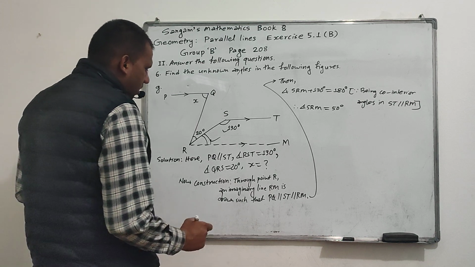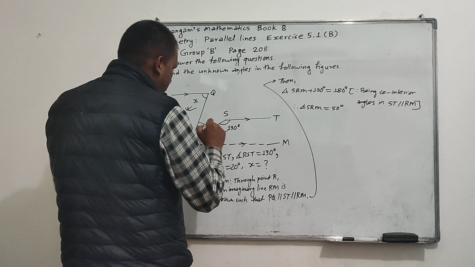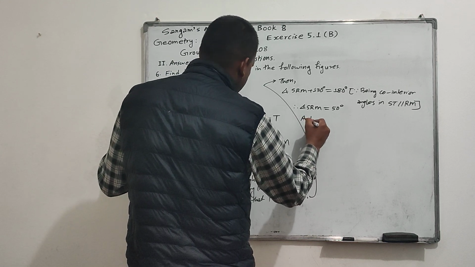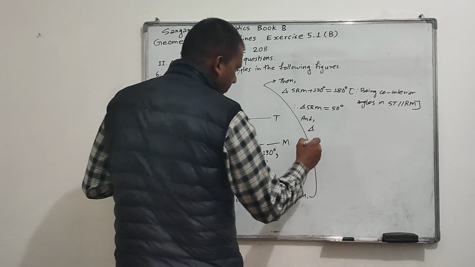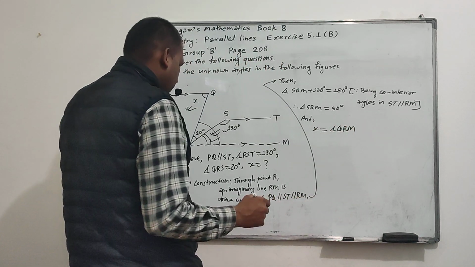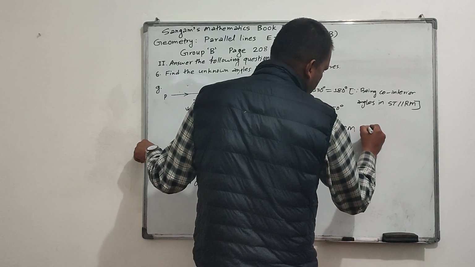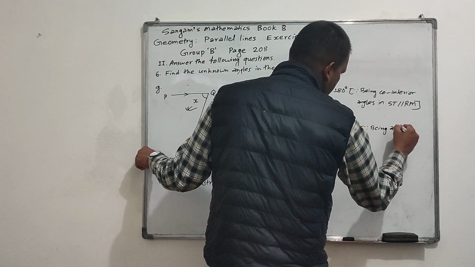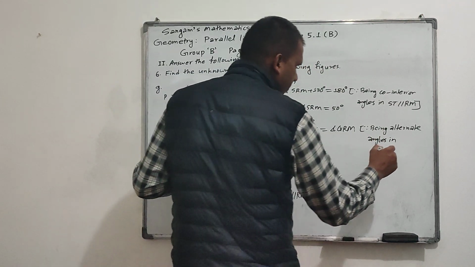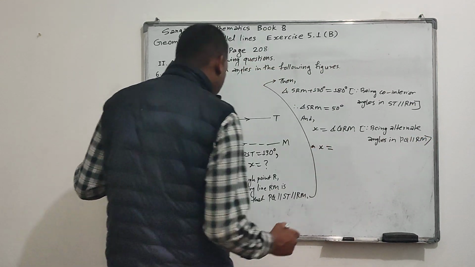After this, angle QRM and x are equal, alternate angles in PQ parallel to RM. So angle x is equal to angle QRM, being alternate angles in PQ parallel to RM.